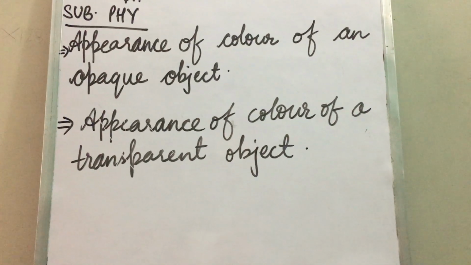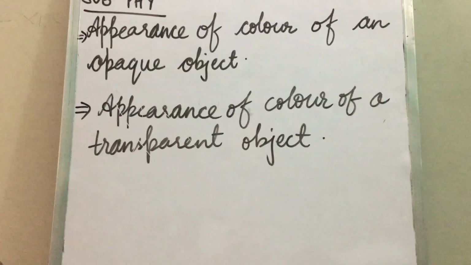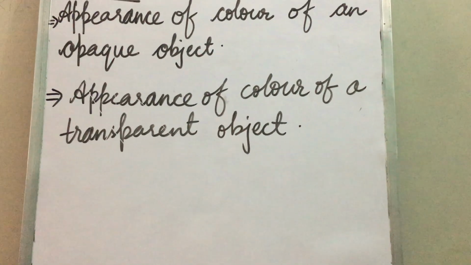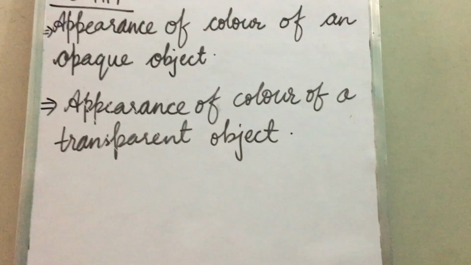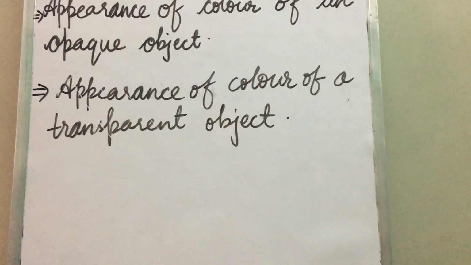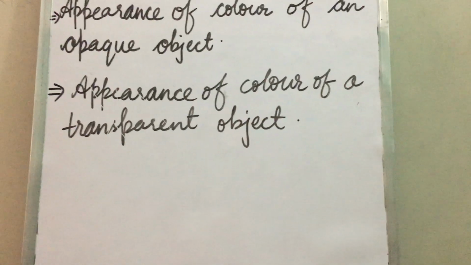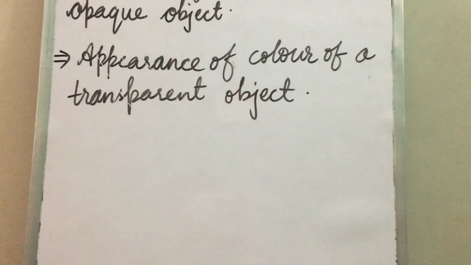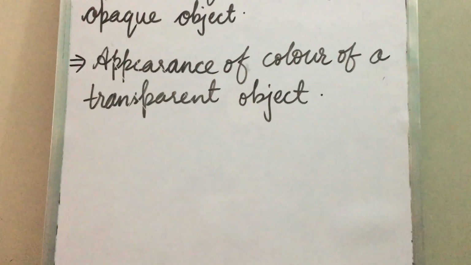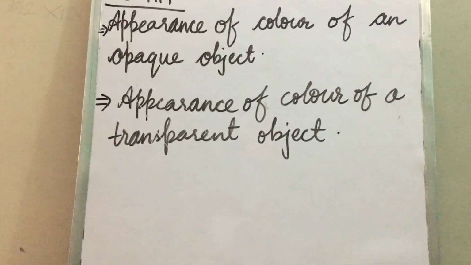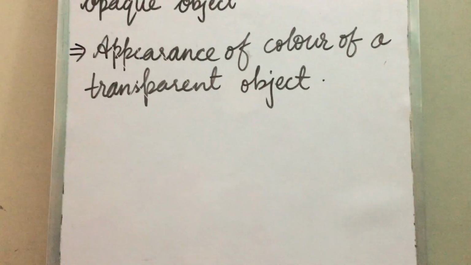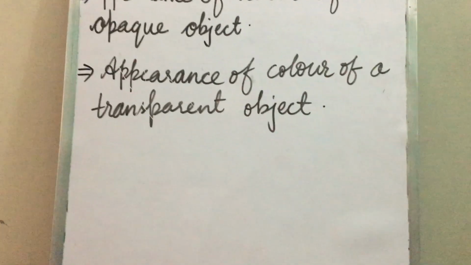The phenomenon due to which an opaque object selectively reflects light of a few colors out of white light and absorbs light of other colors is known as color subtraction. Okay children, this phenomenon is known as color subtraction. What is color subtraction? I will explain again. The phenomenon due to which an opaque object selectively reflects light of some colors and absorbs the rest of the colors. So when the opaque object absorbs some of the light, it is known as color subtraction.